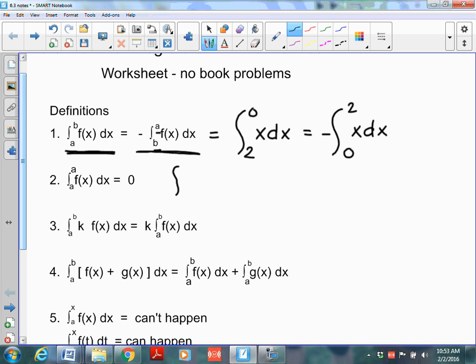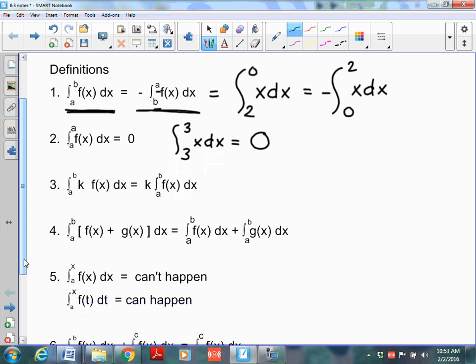Okay, the next one, it's a really quick one. Whenever you integrate from 3 to 3 of some x dx, the area is going to end up being 0 if you're only integrating from 3 to 3. If you're integrating from the same spot to the same spot, you're not going to find the area. Okay, the next one is another important one.